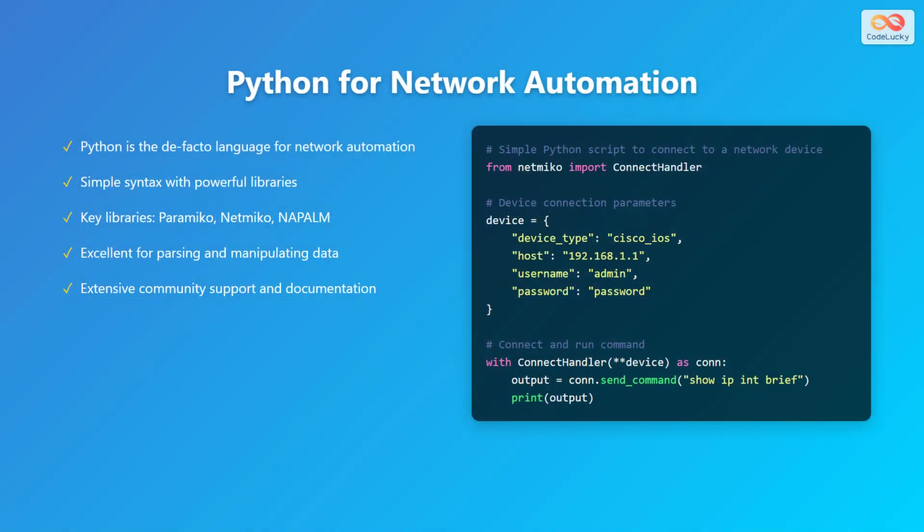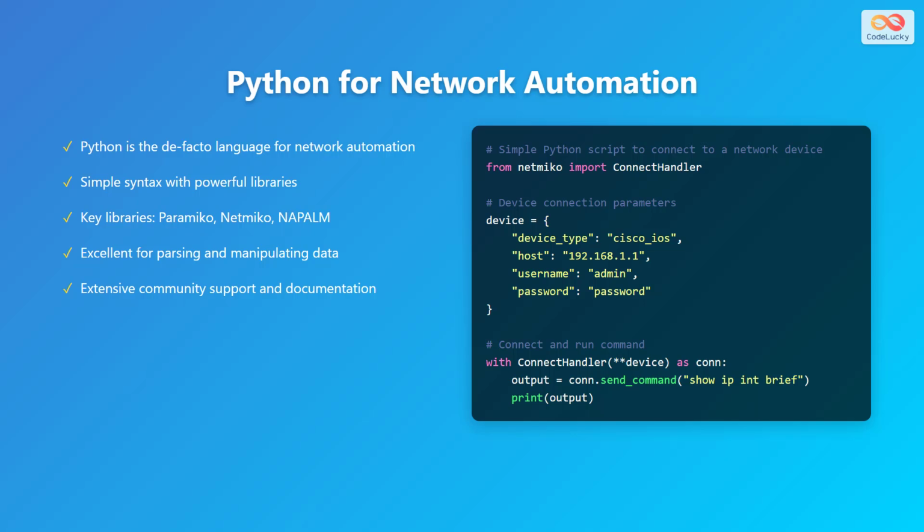Python has emerged as the go-to language for network automation due to its simple syntax and availability of powerful libraries. Key libraries include Netmiko and NAPALM, which we will explore further. Python excels at parsing and manipulating data, making it ideal for network-related tasks. Plus, it has extensive community support and documentation.